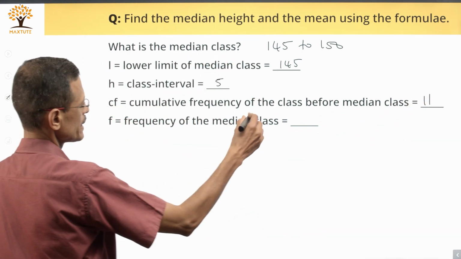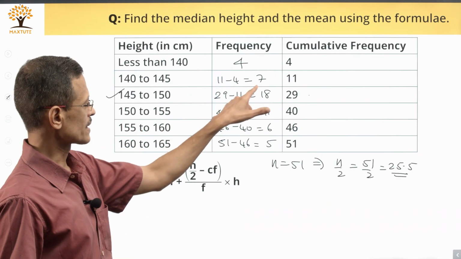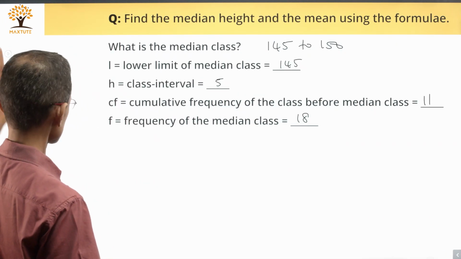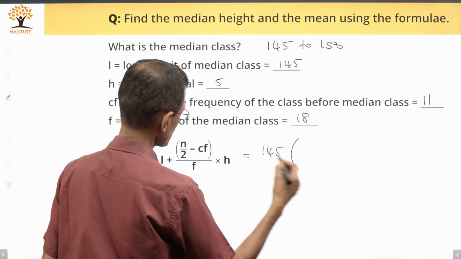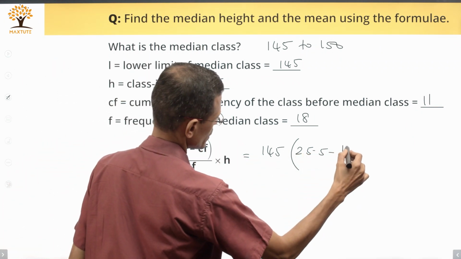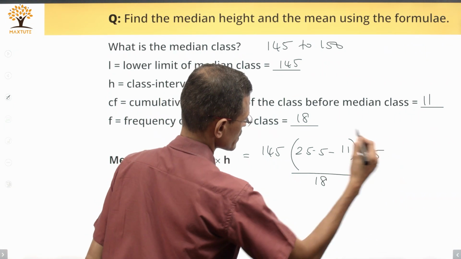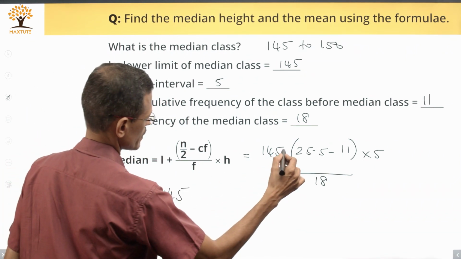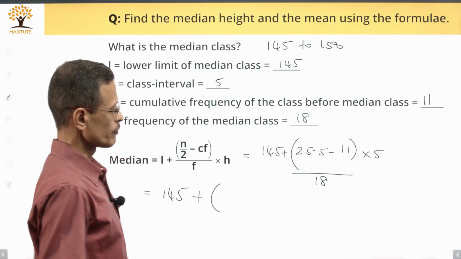The frequency of the median class is equal to 18. Again, we'll verify it once in the table. The frequency of the median class, this is the median class, is equal to 18. So we have values for all of these terms. Let's compute the median. This is equal to the lower limit, 145, plus 25.5 minus the cumulative frequency 11, divided by the frequency of this class, 18, times 5, which is the height of this class interval. So this is equal to 145 plus, right? 25.5 minus 11 is 14.5.